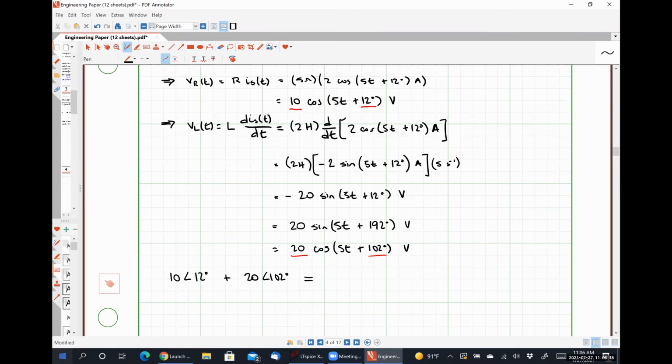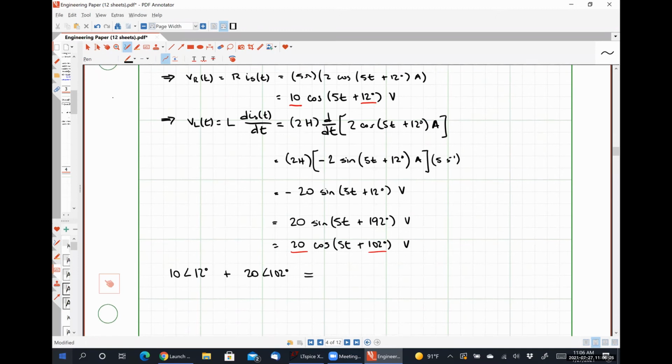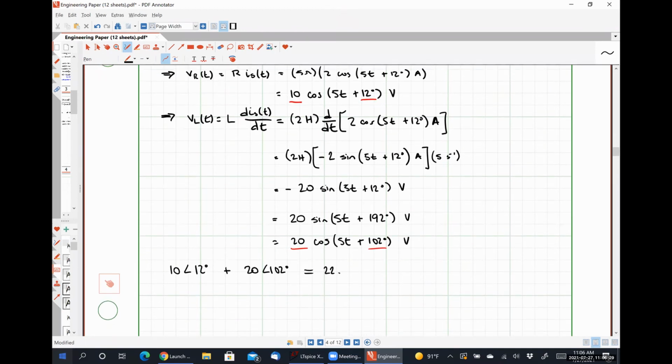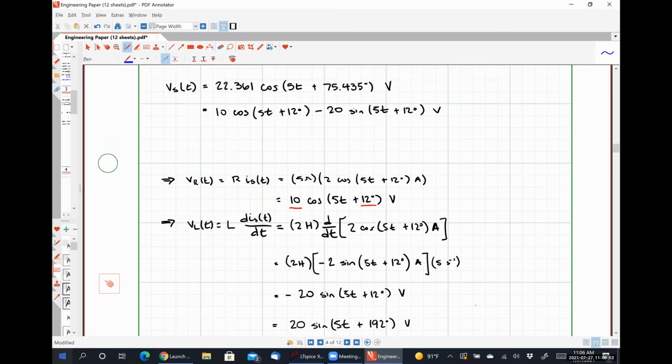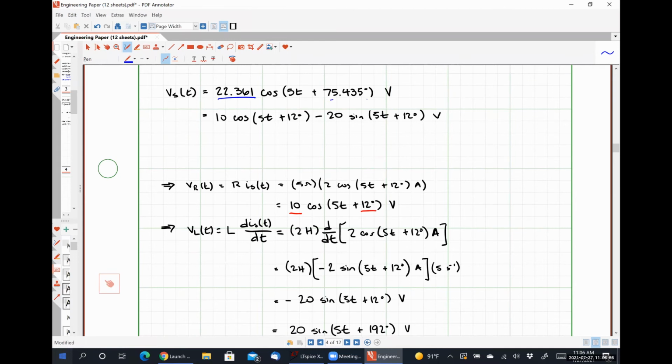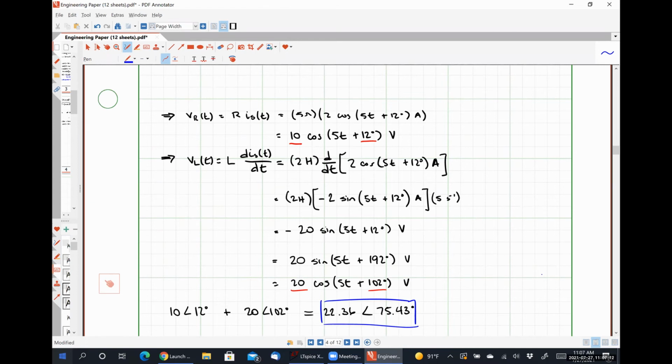I get the same thing we had in the last question, the last part of 22.36 with an angle of 75.43. That number has the same magnitude and the same phase angle as the results of all of that terrible trig and calculus that we spent the better part of probably 40 minutes doing. That is not a coincidence.